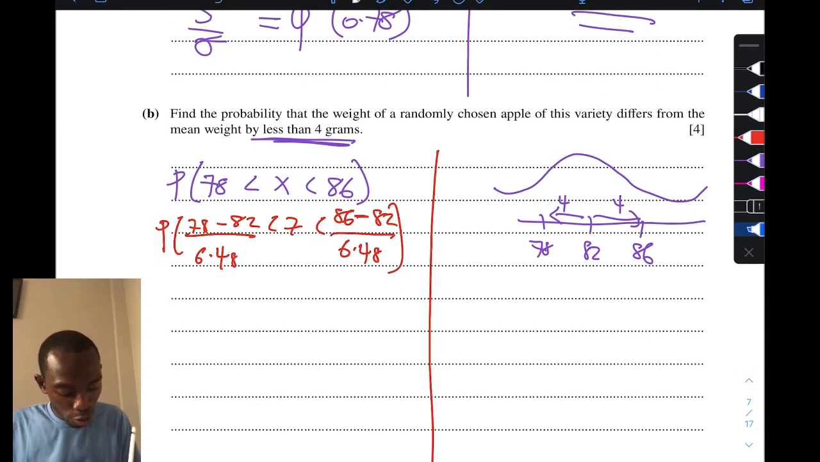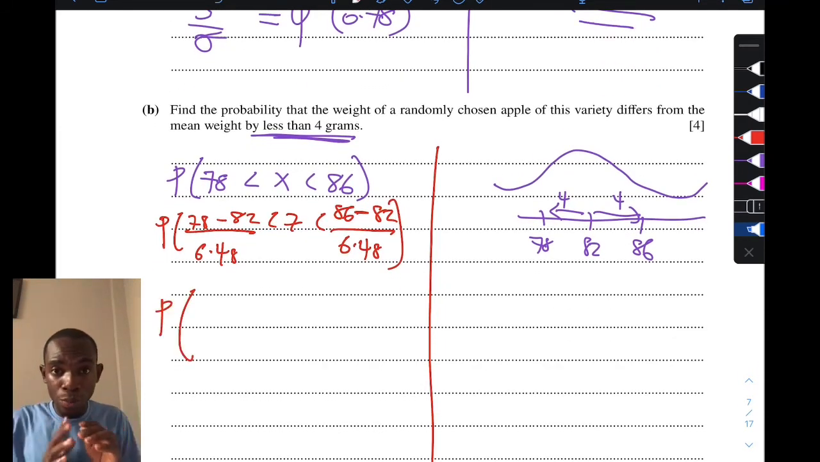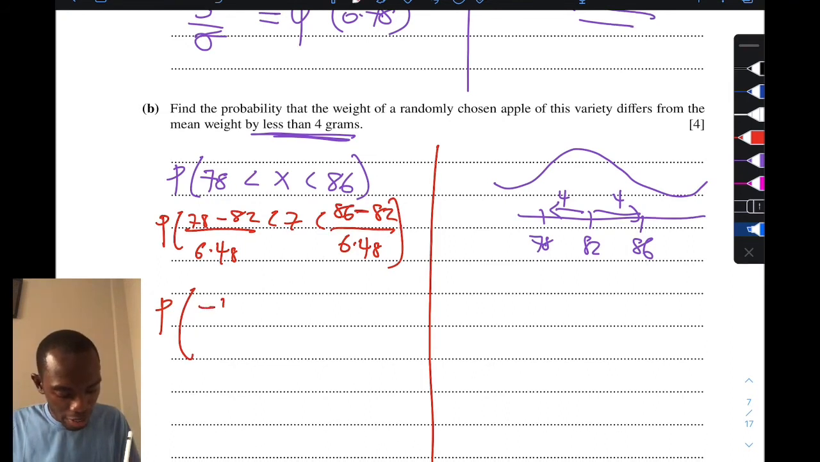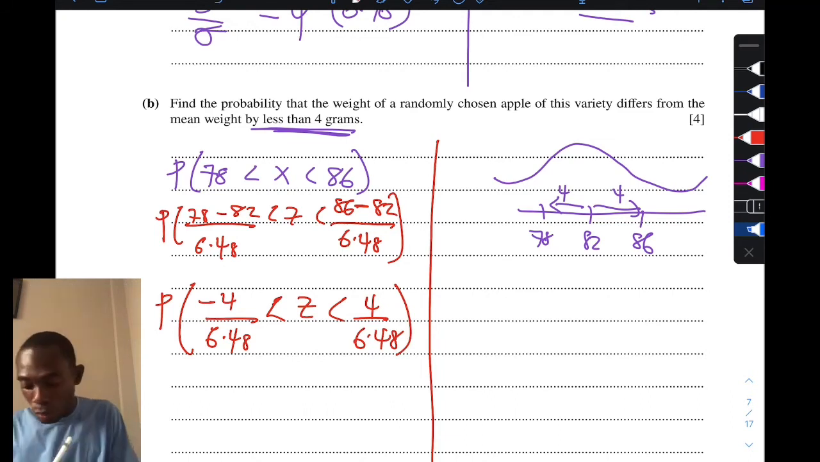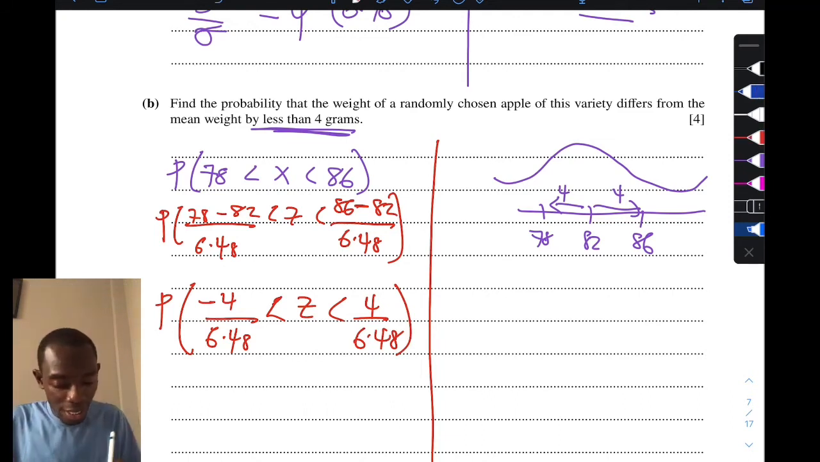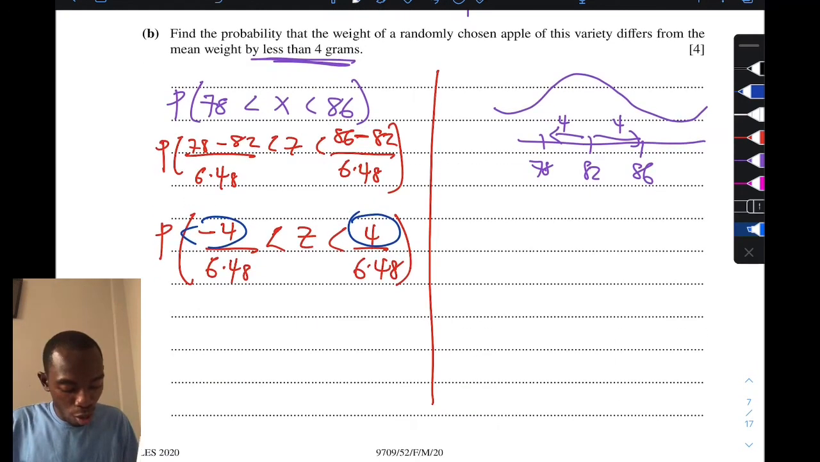Great. So when you check it out, I don't want to put everything on a calculator because I want to show you a shortcut. So the top one will be negative 4 over the standard deviation, right? Okay, is less than, this is positive 4 over the standard deviation. Now this is what I was saying earlier, that you can save time. They said that it differs from the mean by 4 grams. So you can just do negative 4 over the standard deviation, positive 4 over the standard deviation. It is the same thing, okay? But if you want to use all the time to do that, that's also fine.